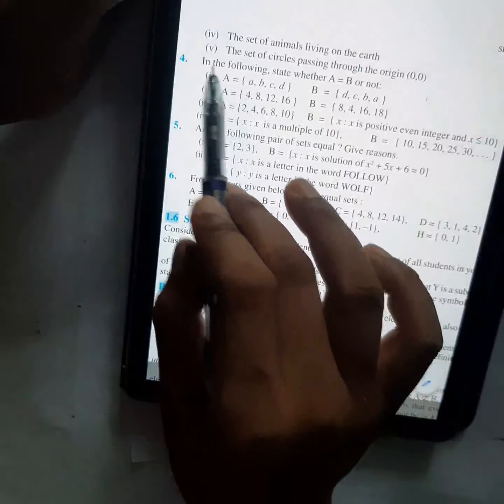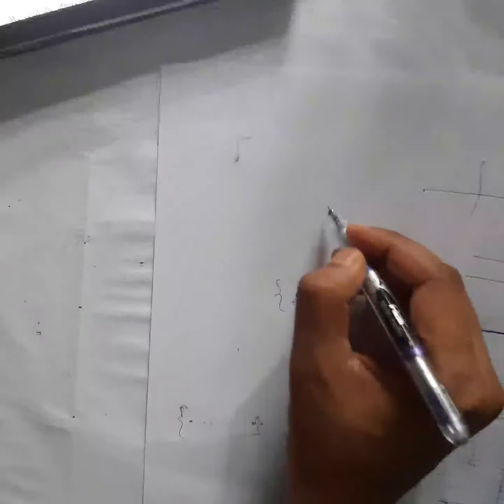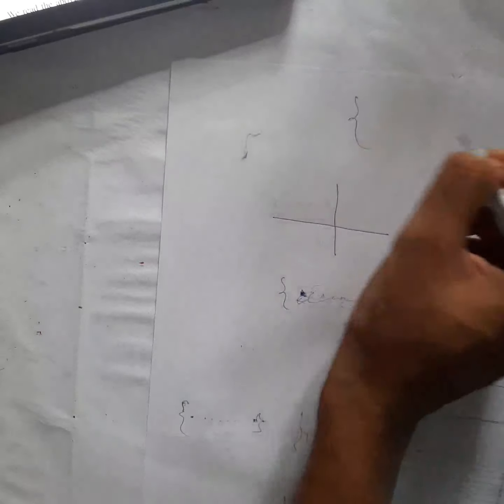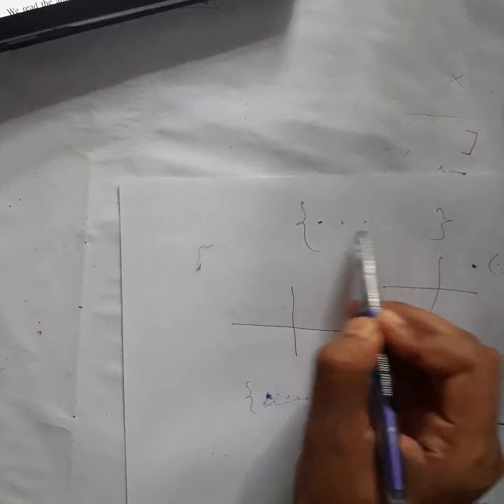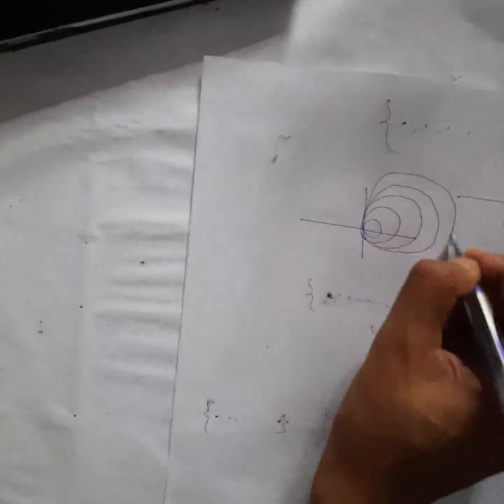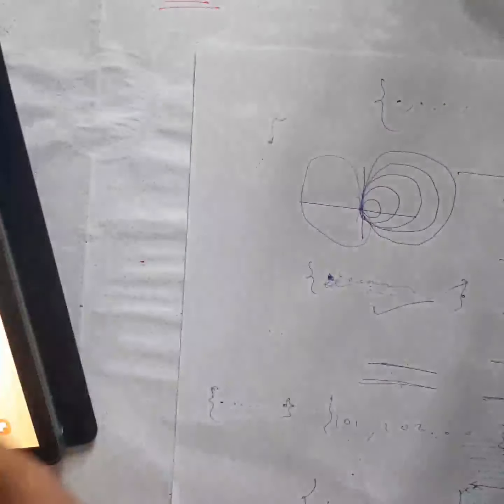Question number 5, right? The set of circles passing through the origin (0, 0). Now see what it will be. Set of circles means in your collection what will be the elements? Circles. Which circles? Those circles which pass through the origin. Now how many circles can you make? 1, 2, 3, 4, 5. In this way infinite circles. From this side also you can make infinite circles. So this will be an infinite set.